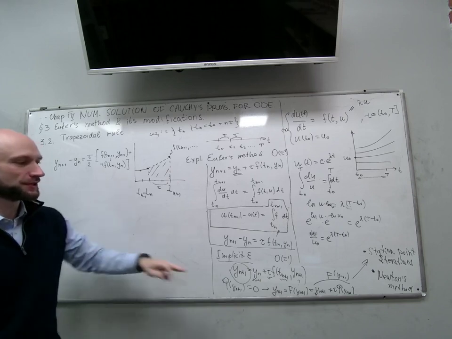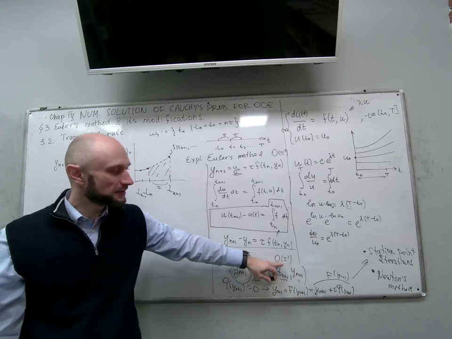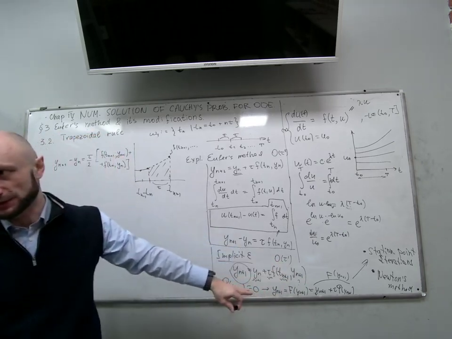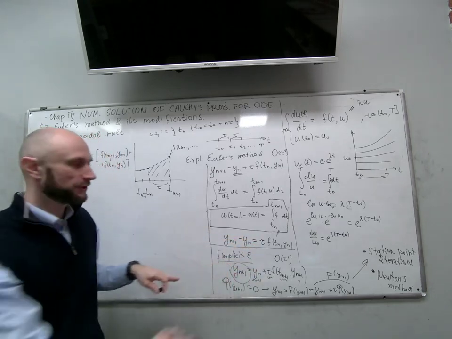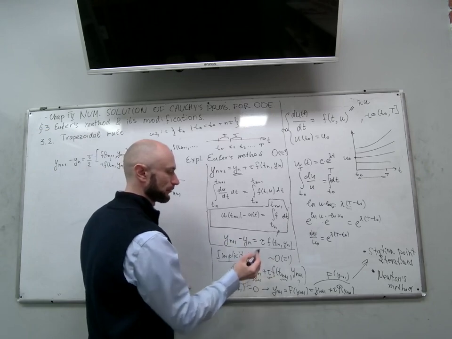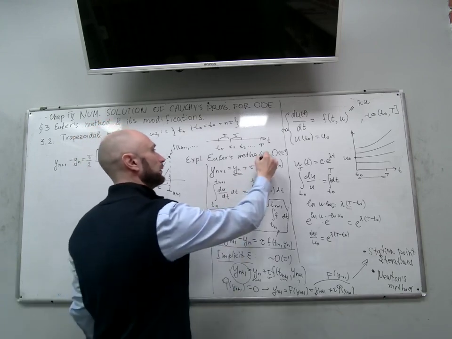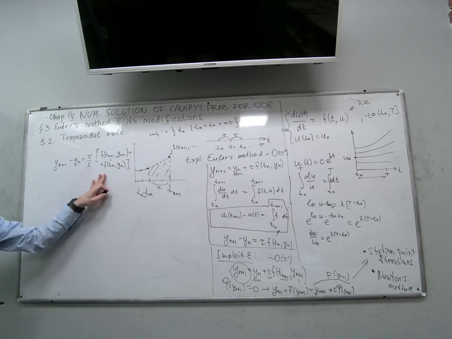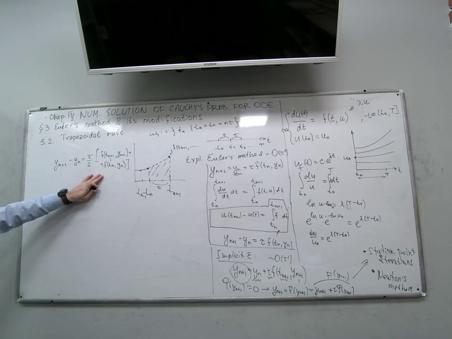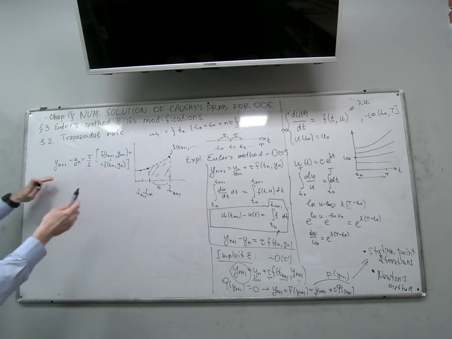Even though it is implicit, it takes so much effort, it's still only first-order accurate. So there is no accuracy gain if you take this method. But there is a stability gain. How about this method? How can you find this O of tau to some power at all?